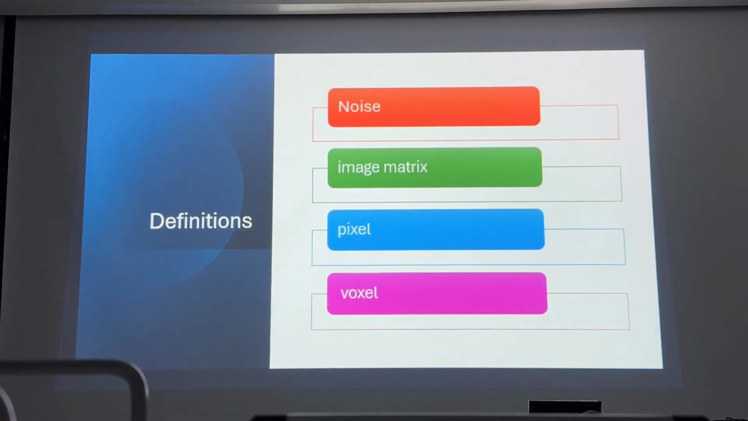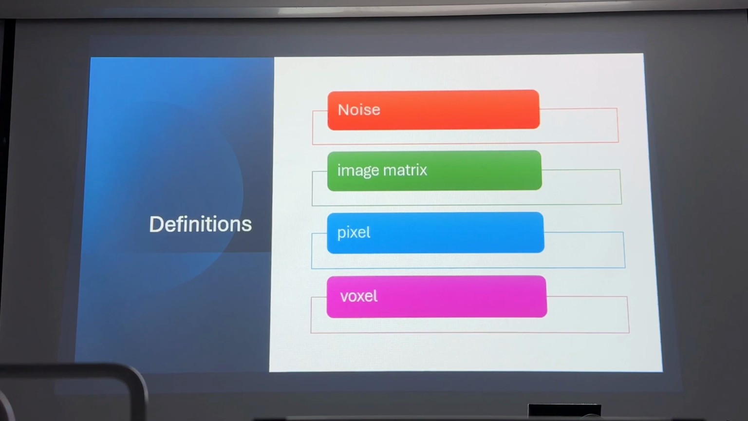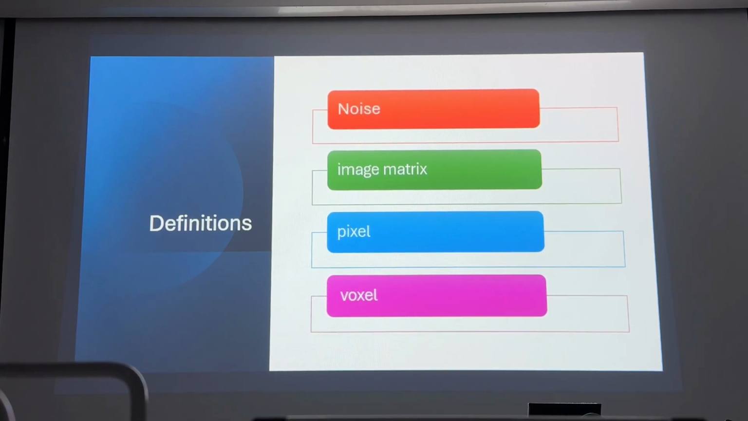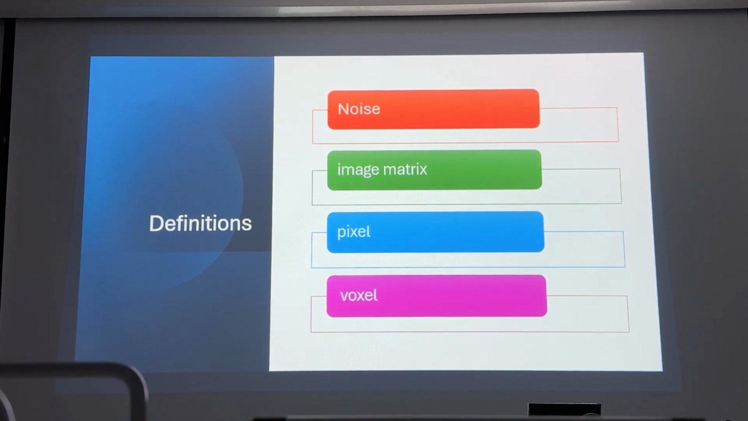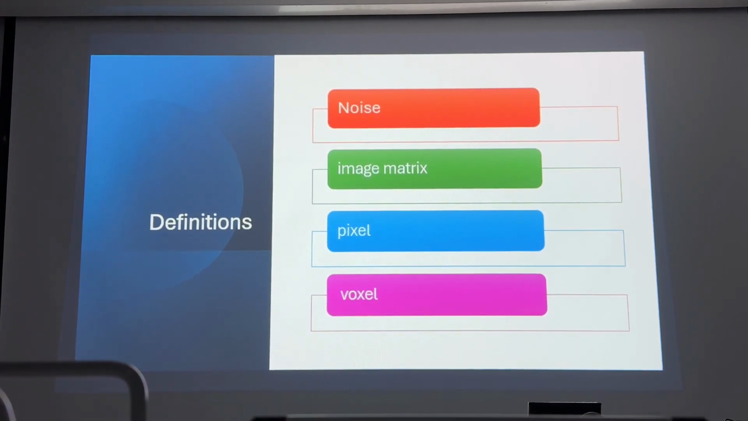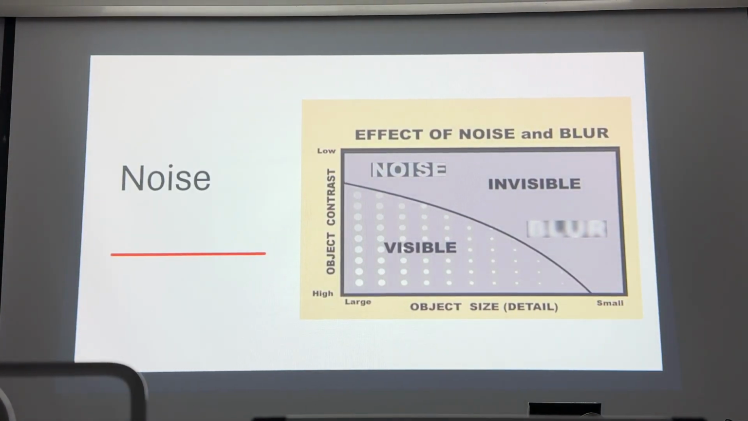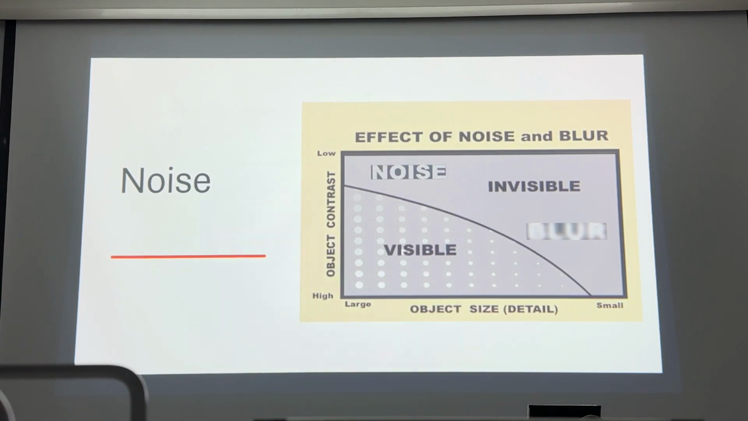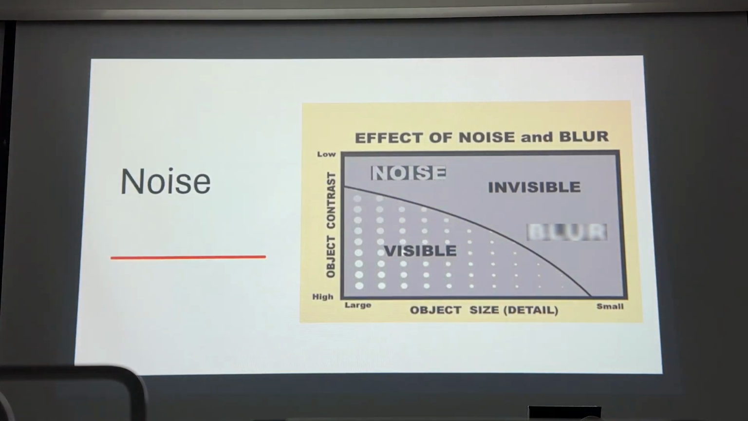We start, as always we do, with definitions, including first the noise and the image matrix, which includes the pixel and voxel definitions. Let's start with our major topic, which is noise, MRI noise.